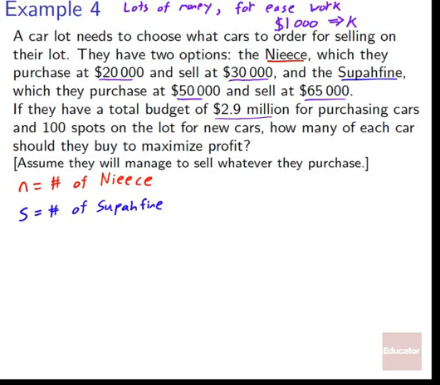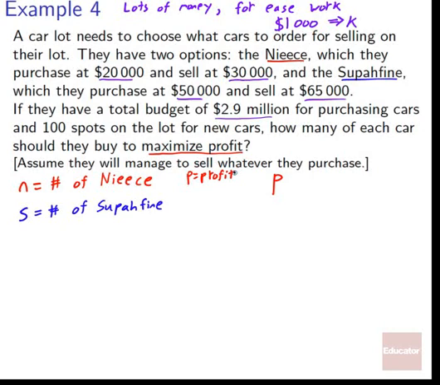So next, let's figure out how much profit they make off of a single Nice. Because what we want to do is maximize the profit. So we need to create some function P, where P equals the profit. We need to come up with some equation that describes P in terms of how many Nice and how many Superfines they buy, how much N and S we have to go around, because we know for sure they'll sell all of them. So how much profit do they make if they buy such a number of Nice and such a number of Superfines?